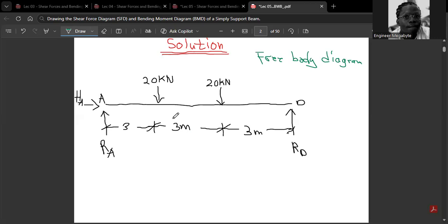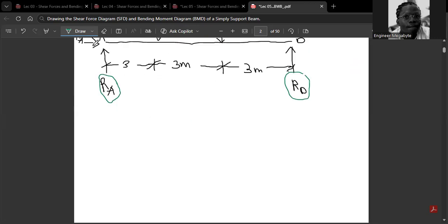Then from here, we can start taking our moments. First of all, I want to take the moment at A. We also come and take the moment at D to calculate for reaction A and reaction D. These are the reactions that we are going to be calculating for. This guy and this guy, they are the reactions. You are supposed to know reaction A and reaction D. So the first thing I'm going to write over here is taking moment at A.